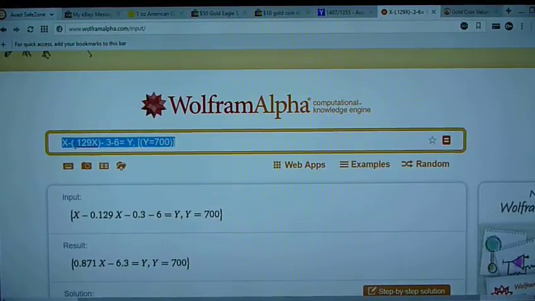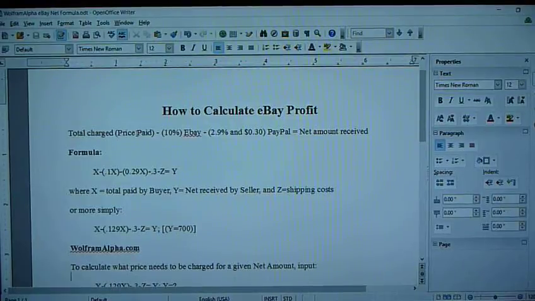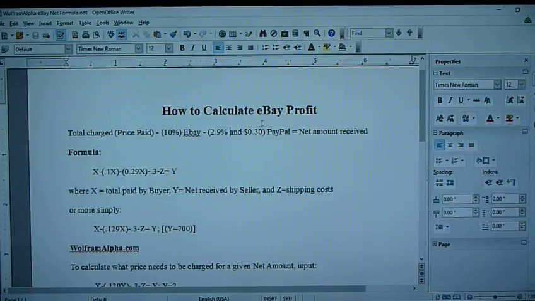X minus 0.129x minus 0.3 minus, and you can actually call this Z, equals Y. Ignore the number here, but this little facet right here will matter in a moment. So to show you how this formula applies and what it means, that's the total price charged, or the price paid by the buyer, minus 10% of the fees. eBay charges 10%, and then fees to PayPal 2.9% and a 30-cent base charge, and that should equal your net amount received before shipping.